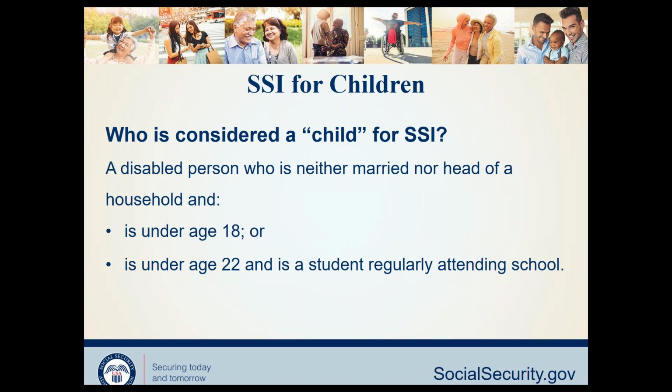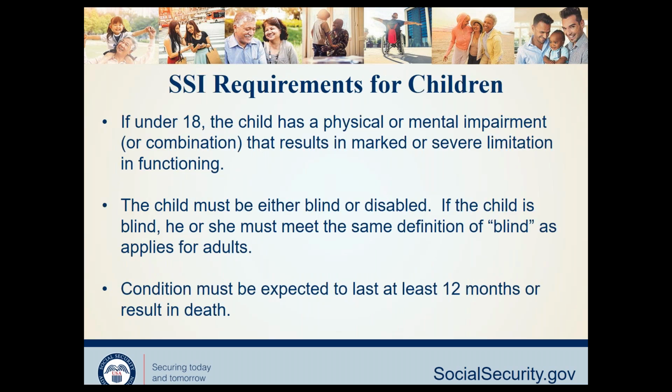SSI requirements for children. The child has a physical or mental impairment that results in a marked or severe limitation in functioning. The child must be either blind or disabled. If the child is blind, he or she must meet the same definition of blind as it applies for an adult. And again, that condition must be expected to last 12 months or result in their passing.